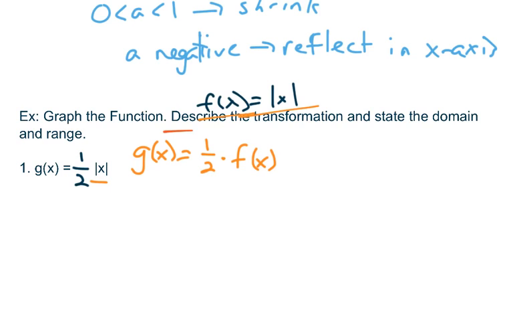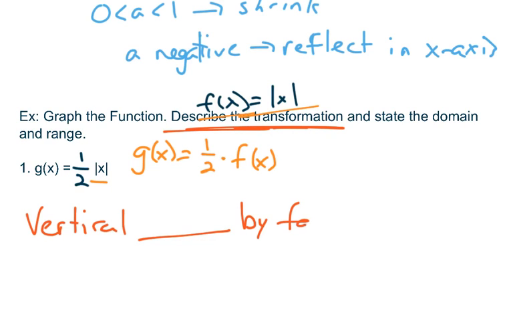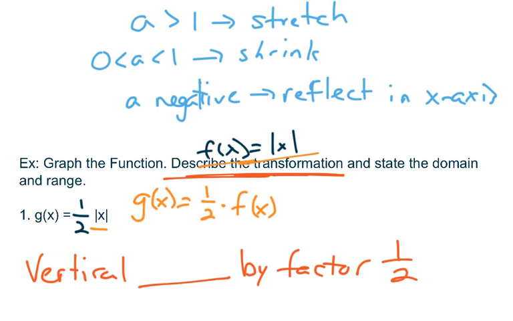Okay, so let's go right to describe the transformation. We'll keep the same colors. Describe the transformation is in red. Now, this 1/2 is on the outside of the function. It's not with x, so that makes it vertical. And we're multiplying, not adding or subtracting, so it's not a translation, it's vertical, which means we're going to have a vertical, well, something. By a factor. Well, if it's vertical, this number right here is the factor. So this is a factor of 1/2. Now, 1/2 is between 0 and 1, which makes it a shrink. This is a vertical shrink by a factor of 1/2.